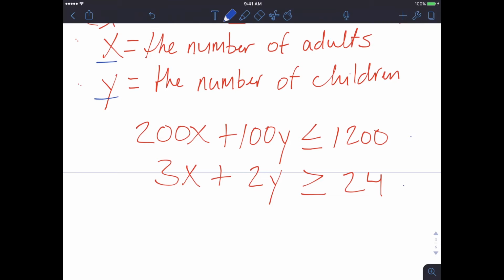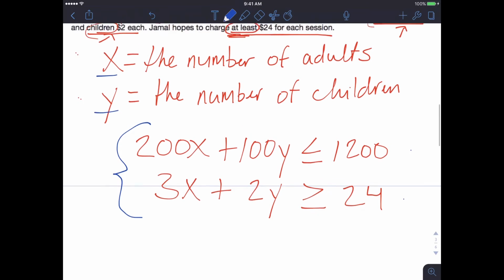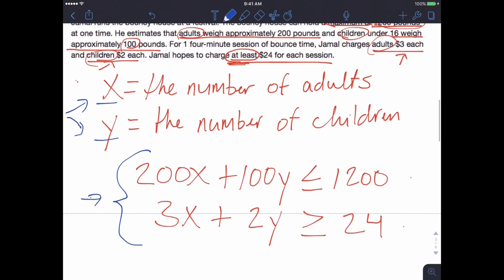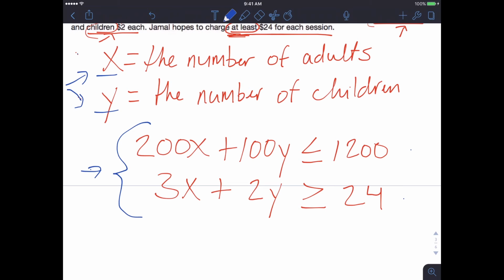So, do we have a system of linear inequalities that represents the scenario? What would you say? Yes or no? We do. We defined our variables here. And remember, a linear inequality is one of these here. We already got those. And a system of linear inequalities is more than one.